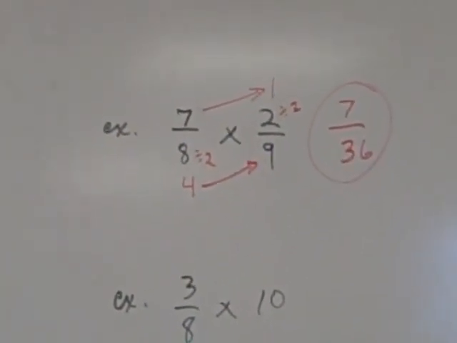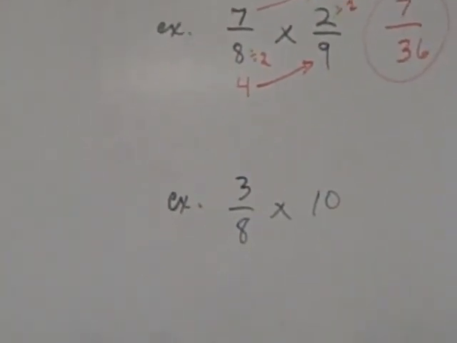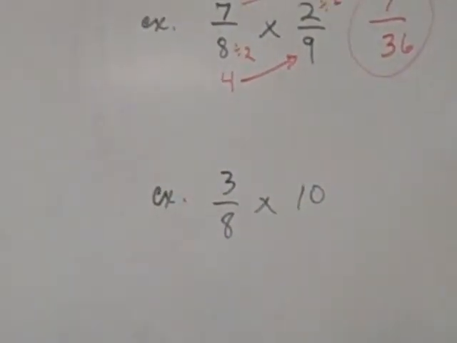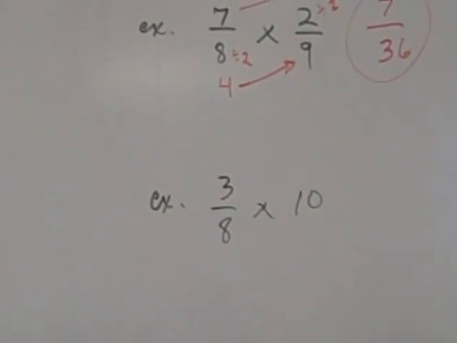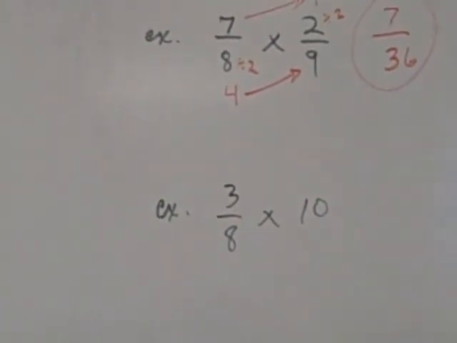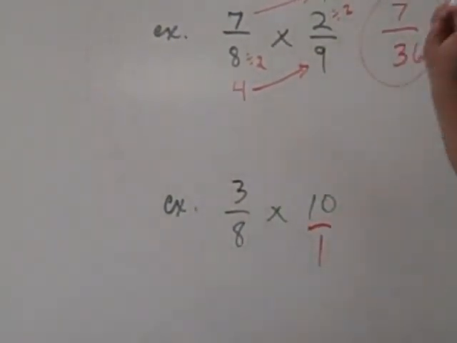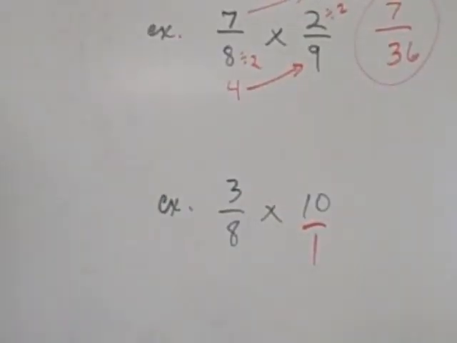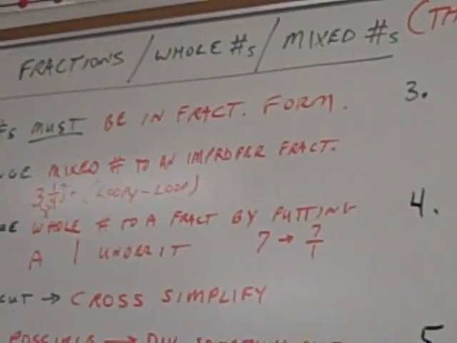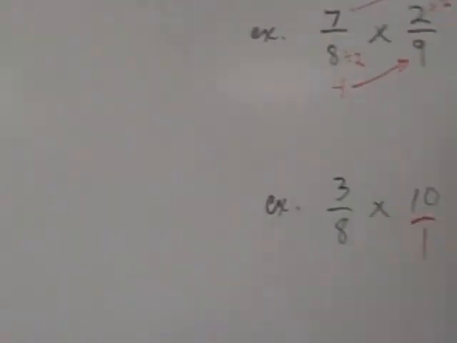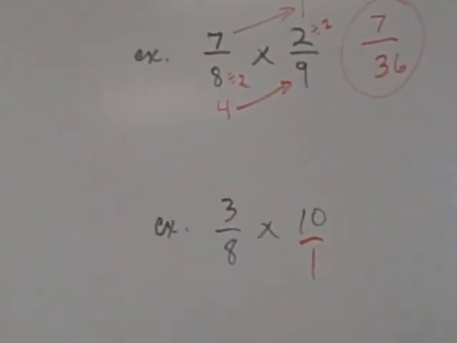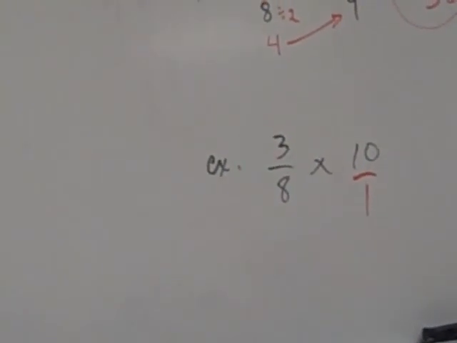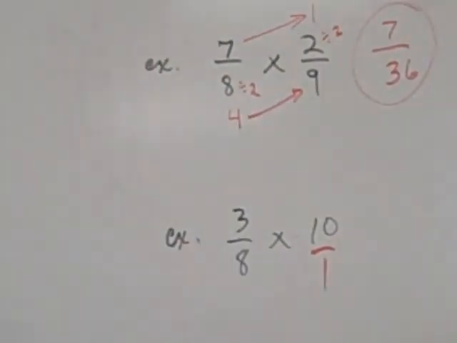All right, let's go to the next example. 3/8 times whole 10. 1 on the bottom. So I can do this right here, because that's step 1. I must be in fraction form. One of them wasn't in fraction form, so I make it a fraction over 1. All right? Can we shortcut this one?